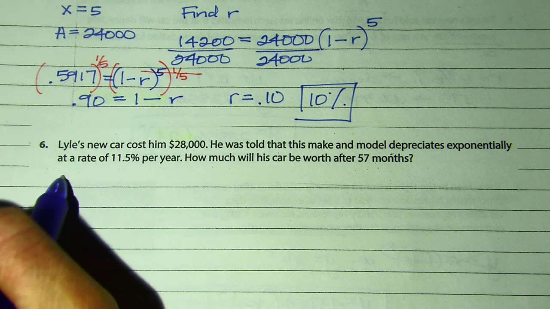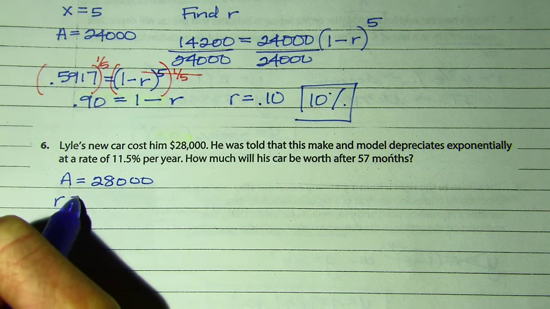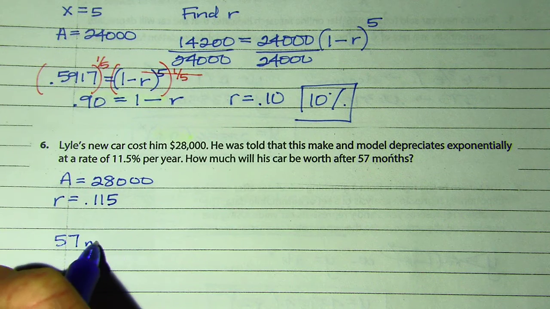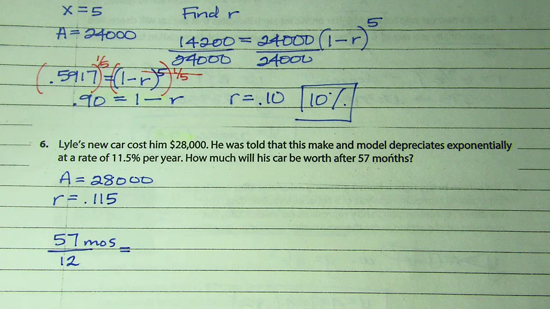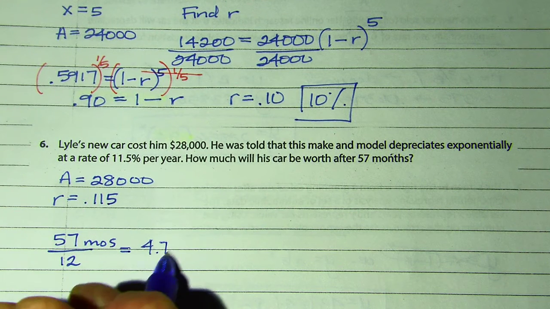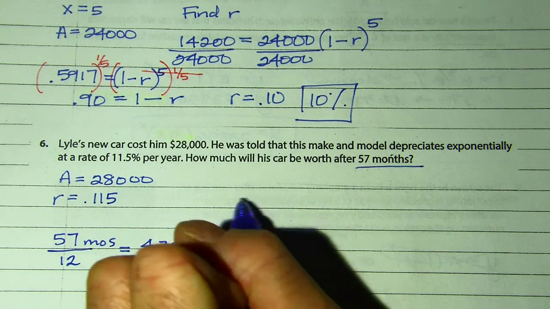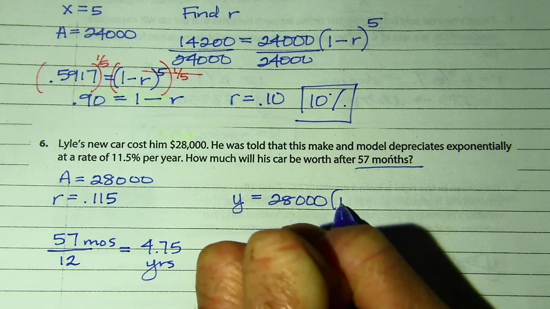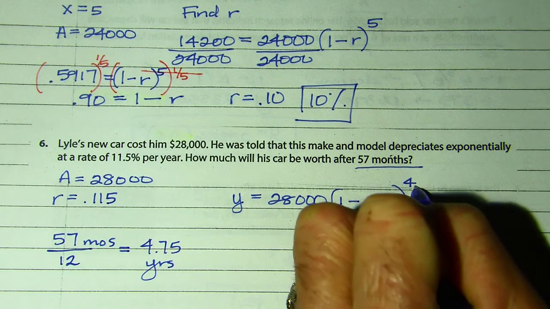So I have A equals 28,000. R equals 0.115. 57 months needs to be converted to years, so I'm dividing by 12, and that gives me 4.75 years. It asks, how much will it be worth in 57 months? So Y equals our starting price times 1 minus our rate to the amount of time that has passed by.